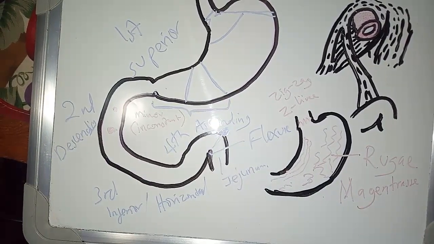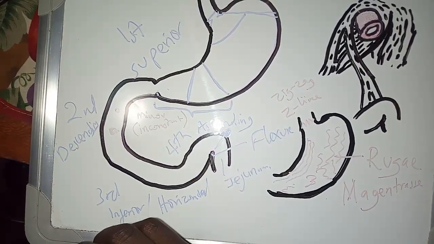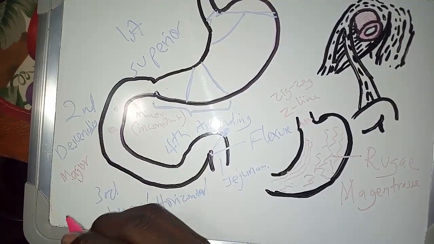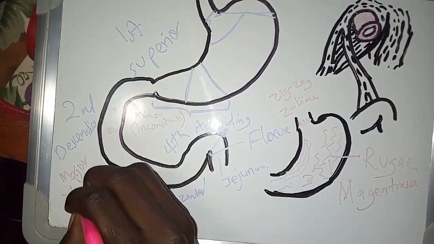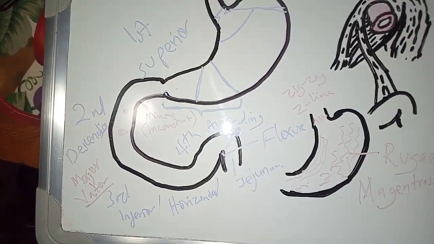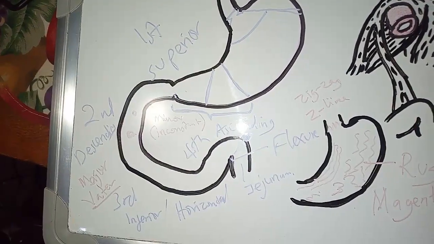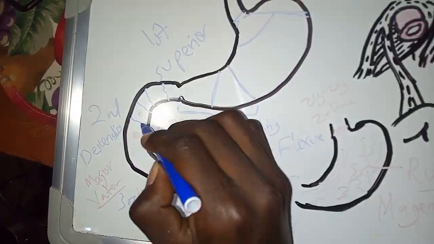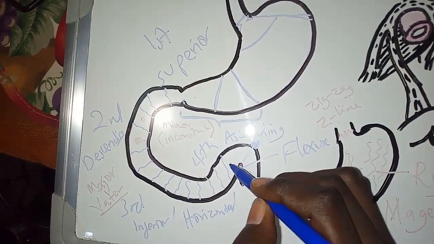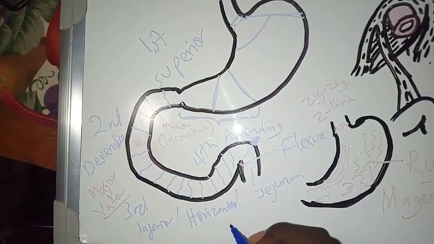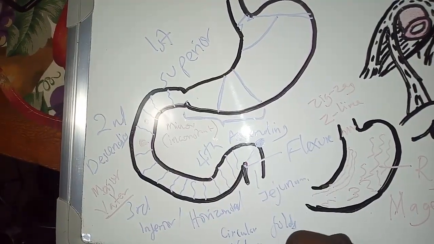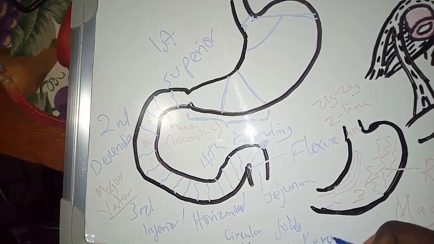And below it is the major duodenal papilla, the point of entry for the common bile duct and the main pancreatic duct. It is also called the papilla of Vater. Just like the rest of the small intestine, the mucosa of the duodenum is thrown into several transverse folds. These are known as the circular folds or the cock-ring folds.